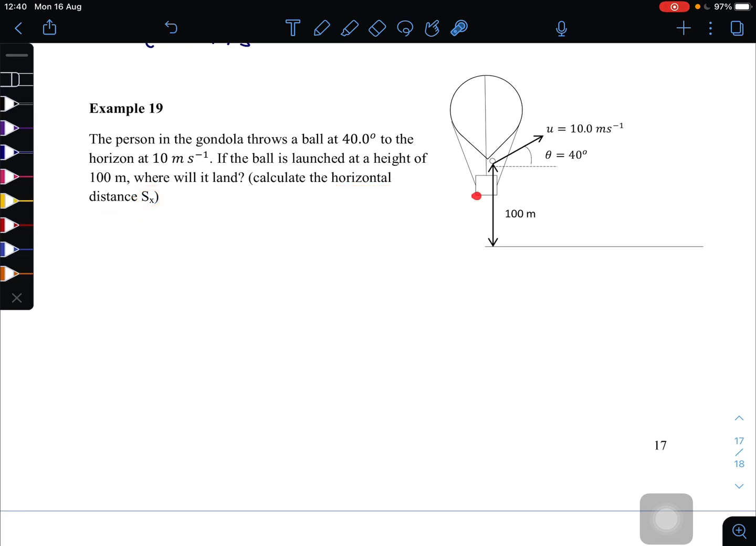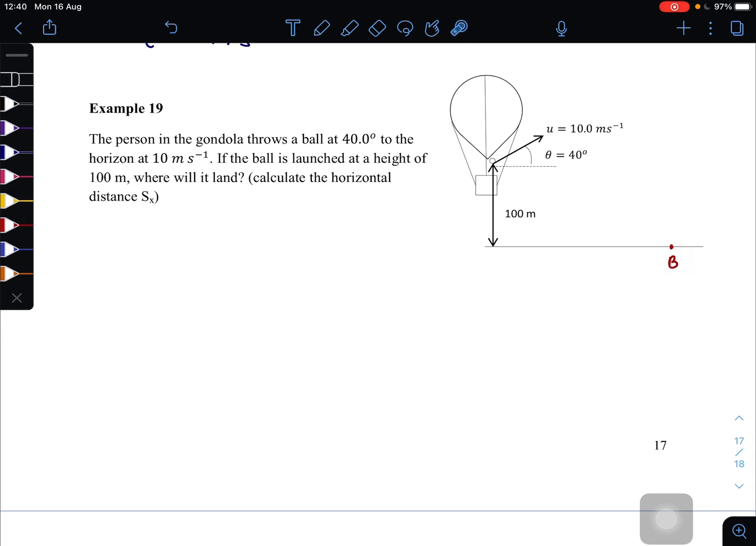So we have a gondola here, and then we have a person inside the gondola. This person throws a ball. This is the ball. This person throws the ball with velocity of 10 meters per second, 40 degrees to the x-axis. Okay, so this is just the x-axis. Basically, the horizon is just a reference to the x-axis. So after the ball is thrown, the ball will land somewhere on the ground. So we just assume this is the ground. So it will land somewhere on the ground here. Let's say this is the point where the ball lands.